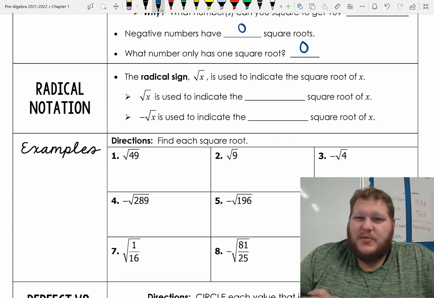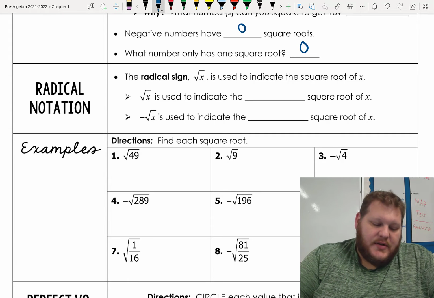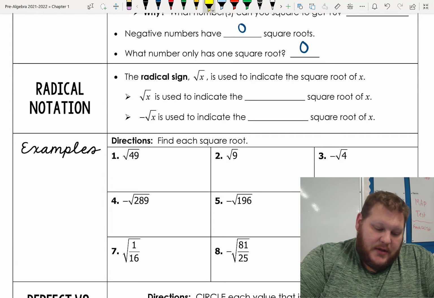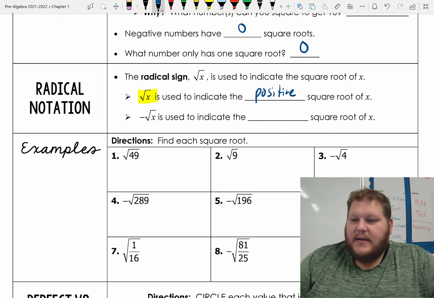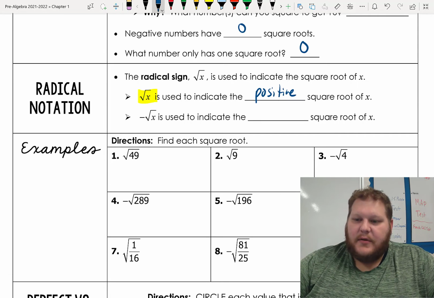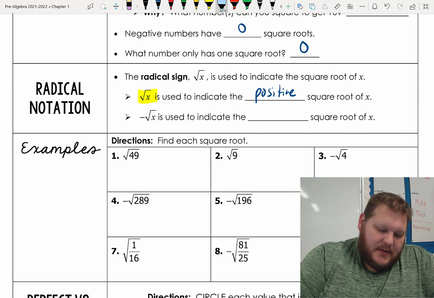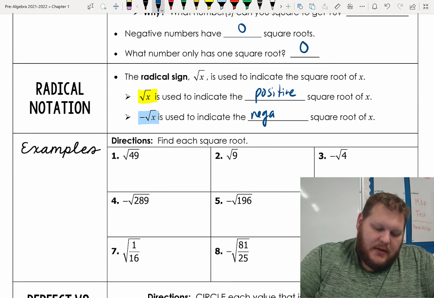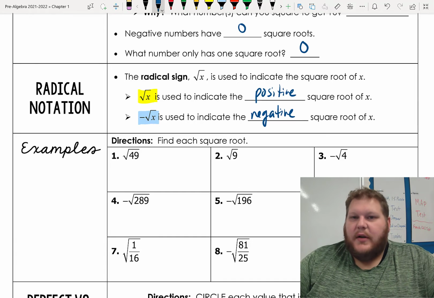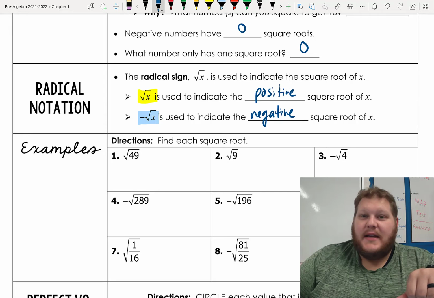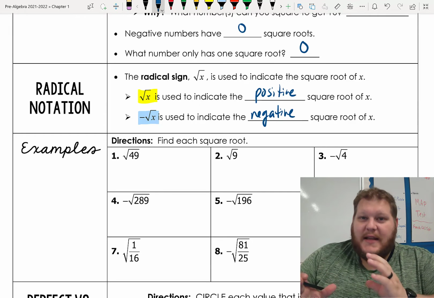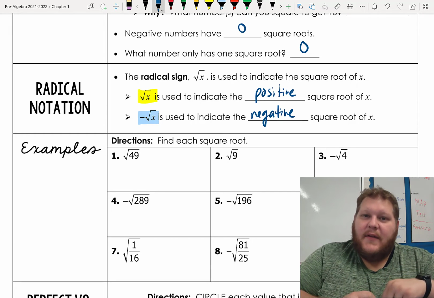In this case, x can just be replaced with whatever number we want. So the square root of x, this first one here, is used to represent the positive square root of x. And obviously if we put a negative sign out in front, this next one down here, the negative out in front of my square root is the negative square root of x. If the negative is on the outside, that's fine, because we're going to take that square root first and then apply the negative afterwards.